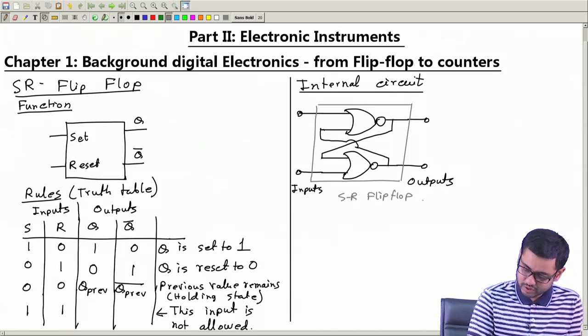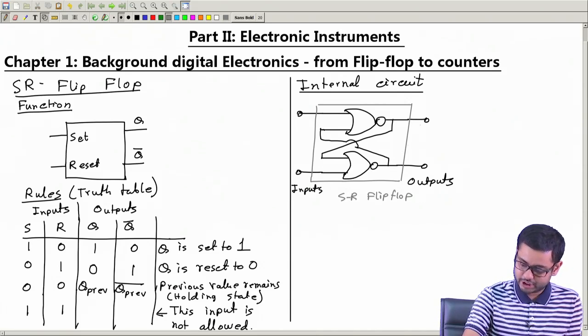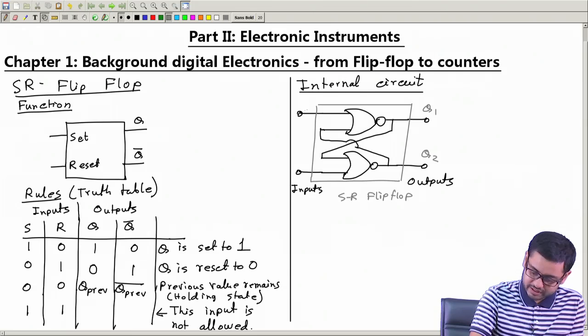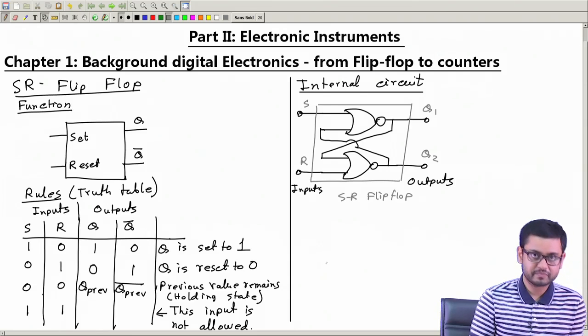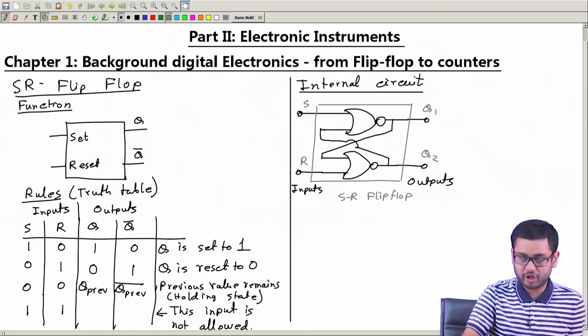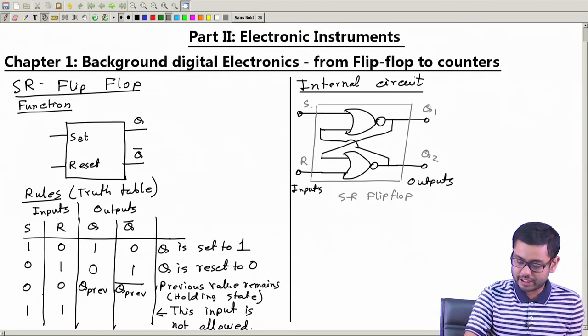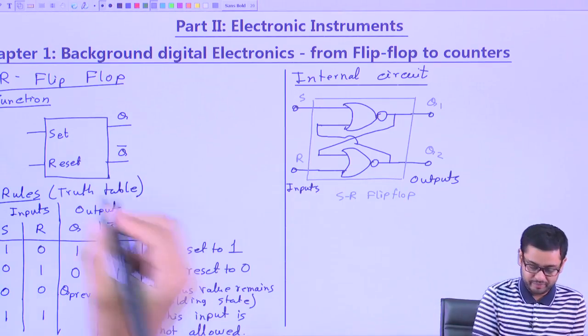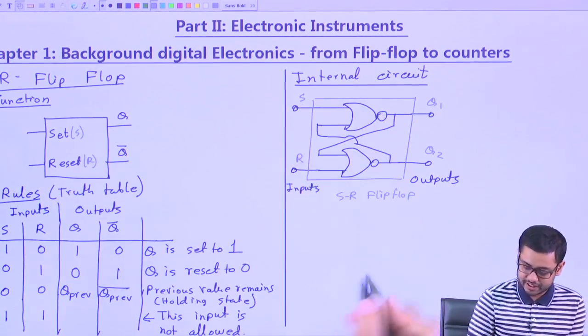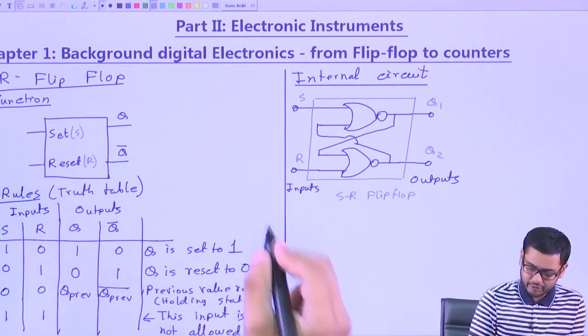It has two inputs, it has two outputs. So, let me call these outputs Q1, Q2, and let me call these S and R. I could have just called this S and this R, no problem, because the circuit is symmetric. So, I can call either of them set, the other R, no problem. Whichever you like you call set, the other one is reset. Now, let us see how it behaves.